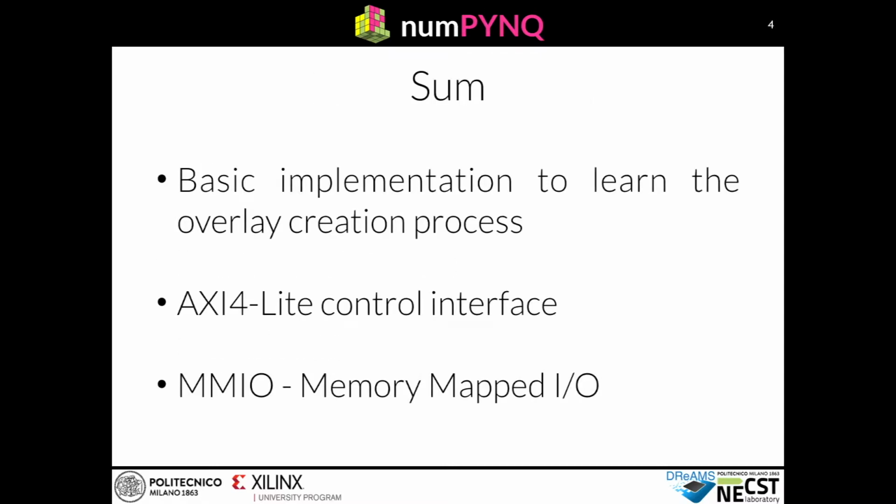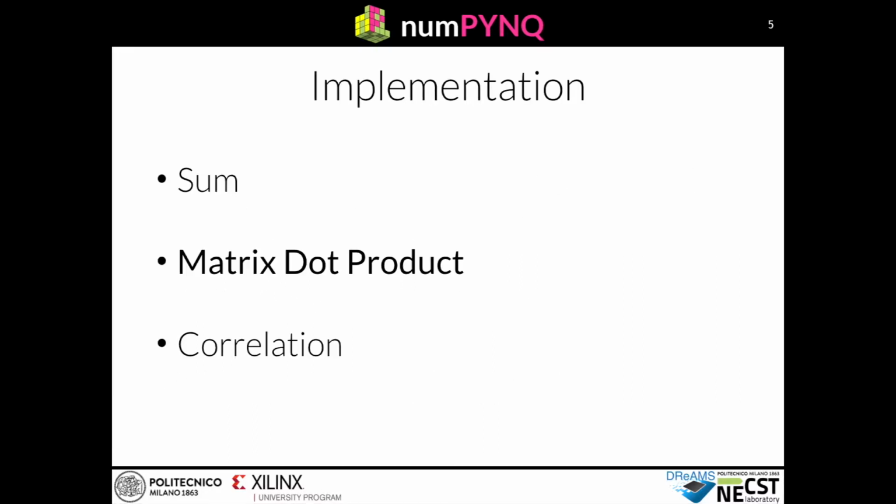We decided to start with a very trivial function. Our aim was to focus on the overlay creation process, so that we could reuse this skill with the following accelerations. Moreover, the sum design let us demonstrate the possibility to use the AXI4-Lite control interface and MMIO to implement overlays. These two techniques are very light, but are not the best choices if we need to transfer a lot of data. Next, the matrix dot product.